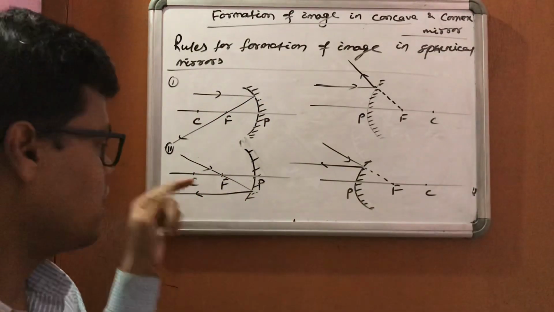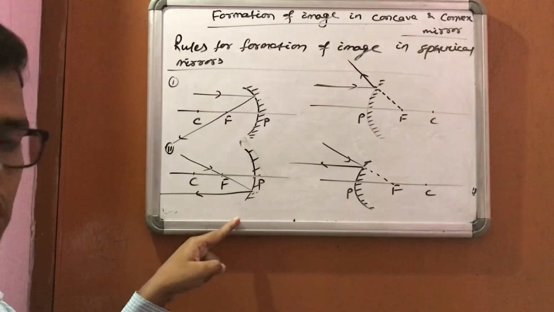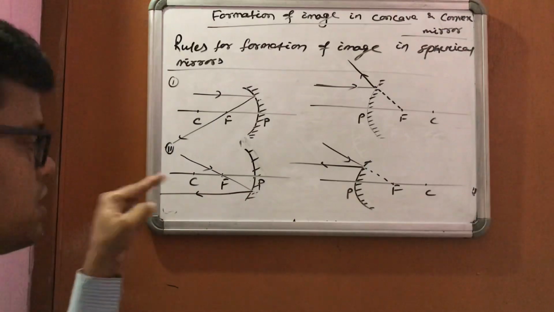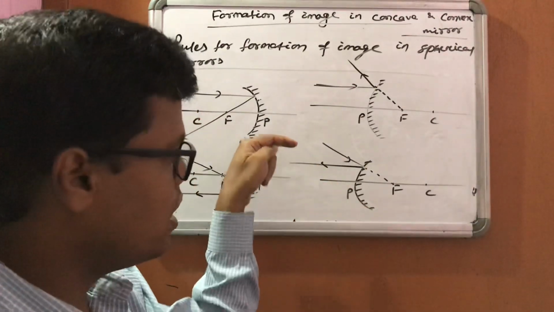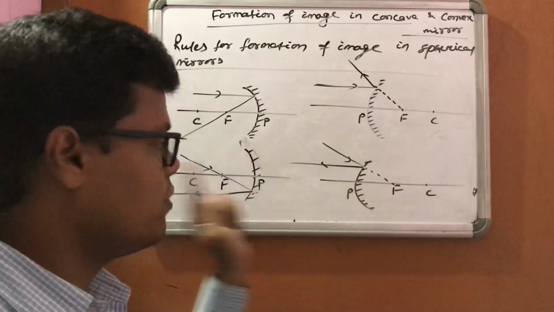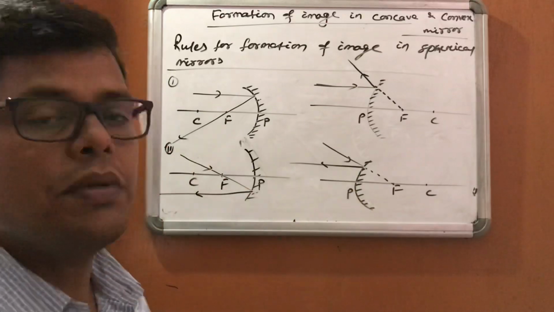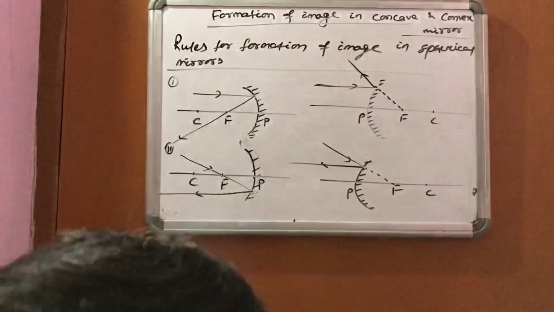For this rule, the light ray passing through the focus of a concave mirror becomes parallel to the principal axis after reflection. And for convex mirror, what happens? Light ray coming toward the focus, after reflection from the convex mirror, becomes parallel to the principal axis. So these are the two rules. Come to the third rule.